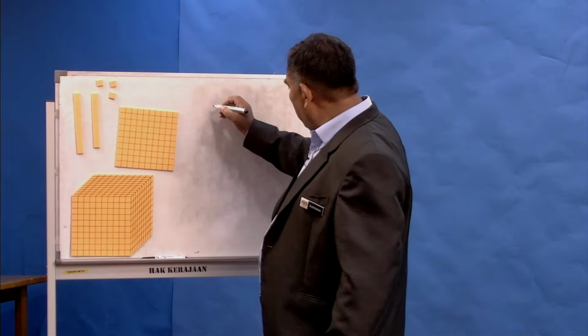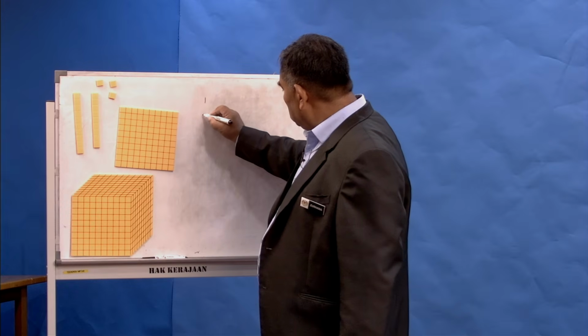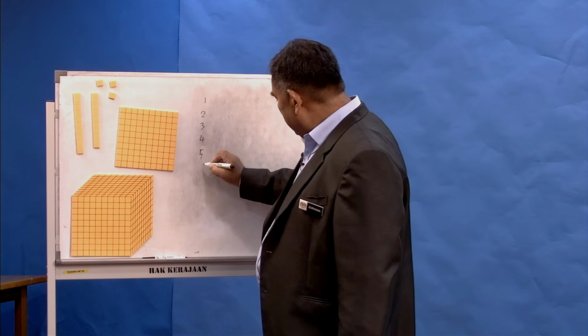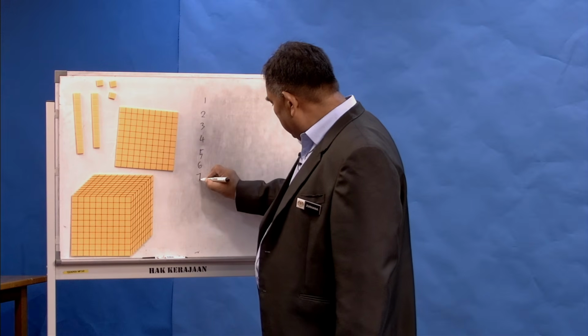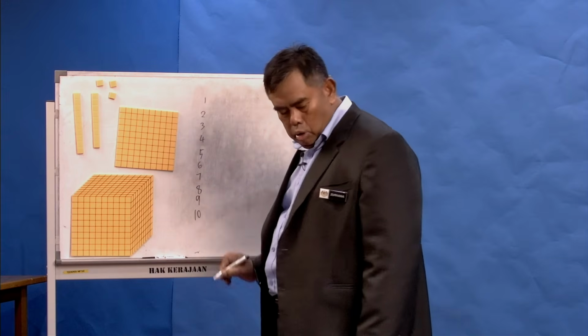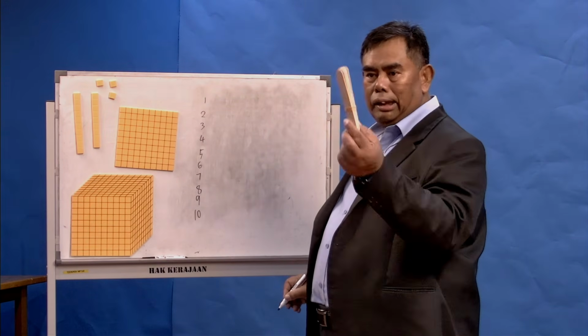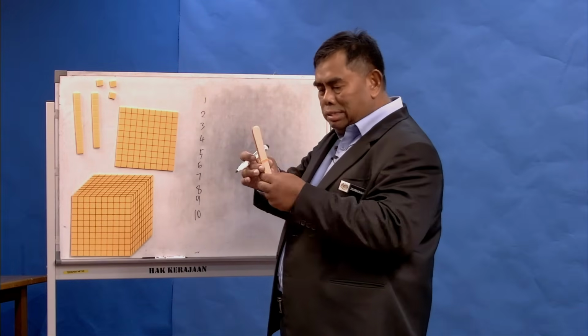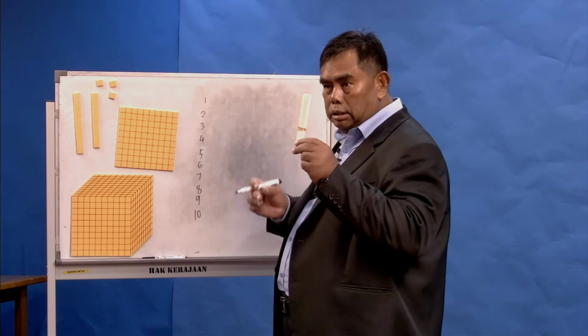Okay, we start: 1, 2, 3, 4, 5, 6, 7, 8, 9, so we have a 10. So the 10, we bundle in 10. Okay? So I have 10 ice cream sticks.